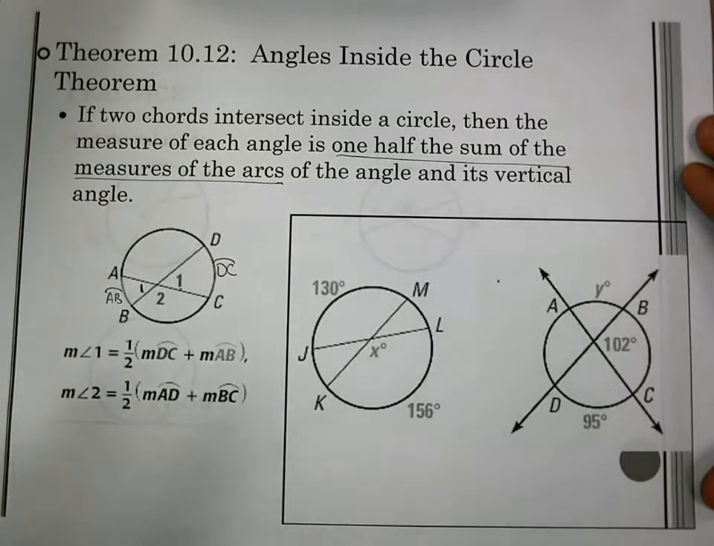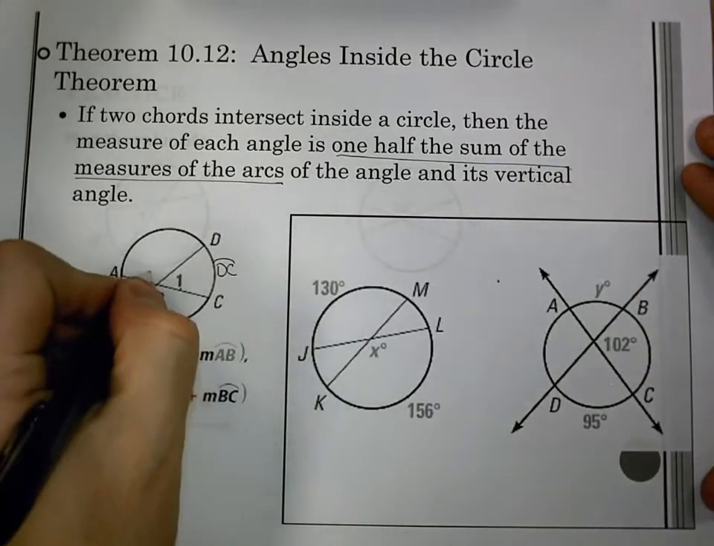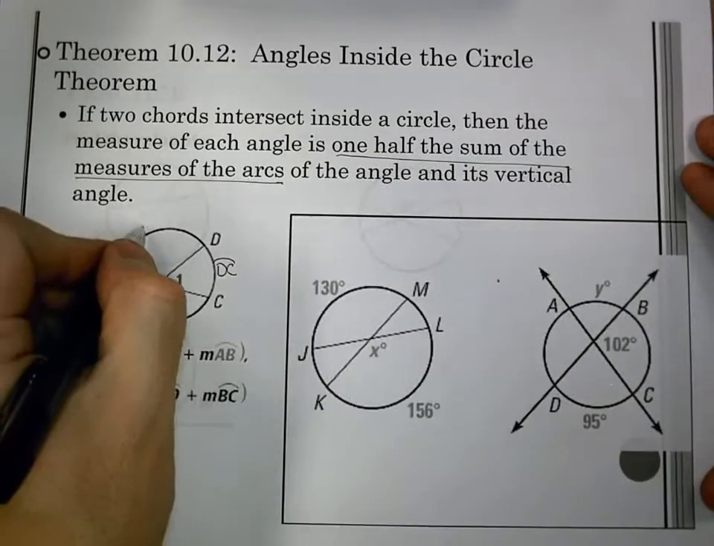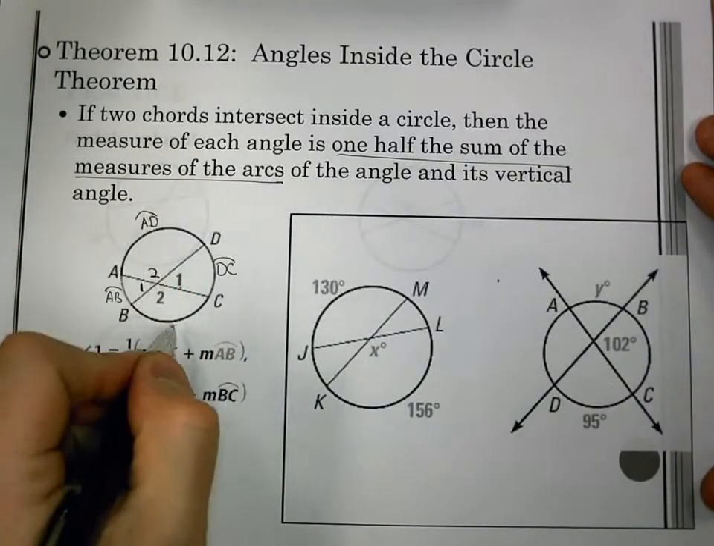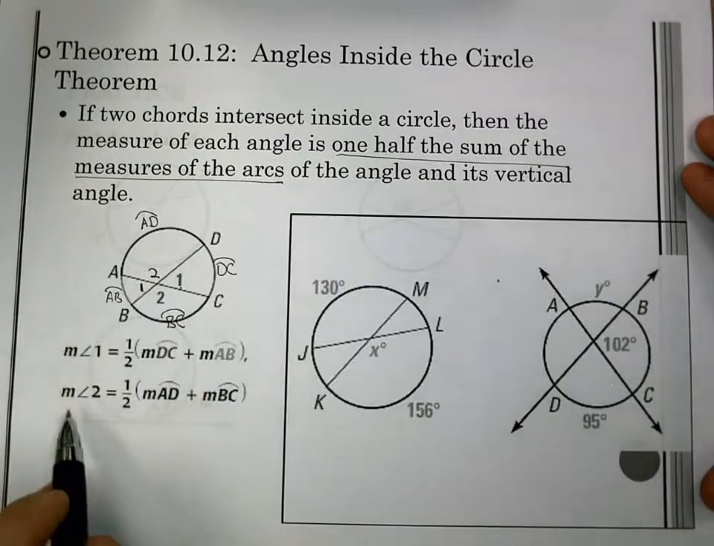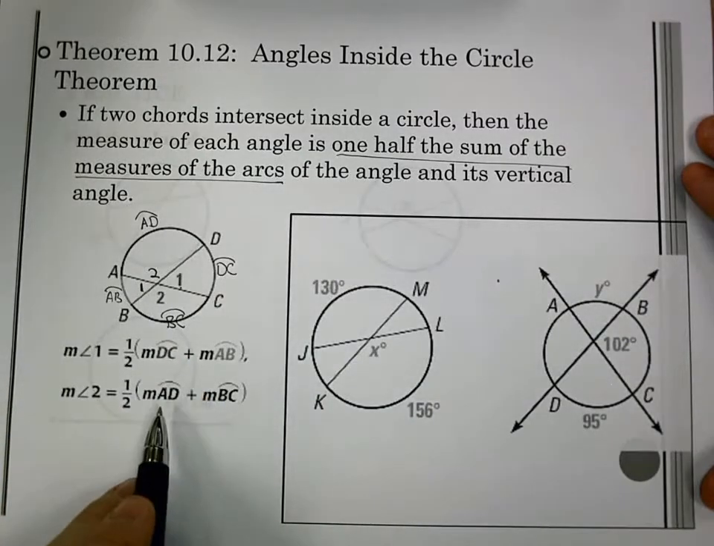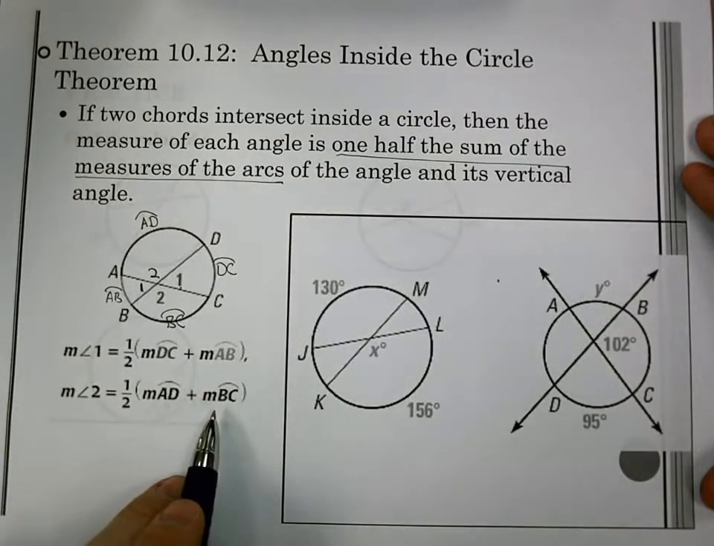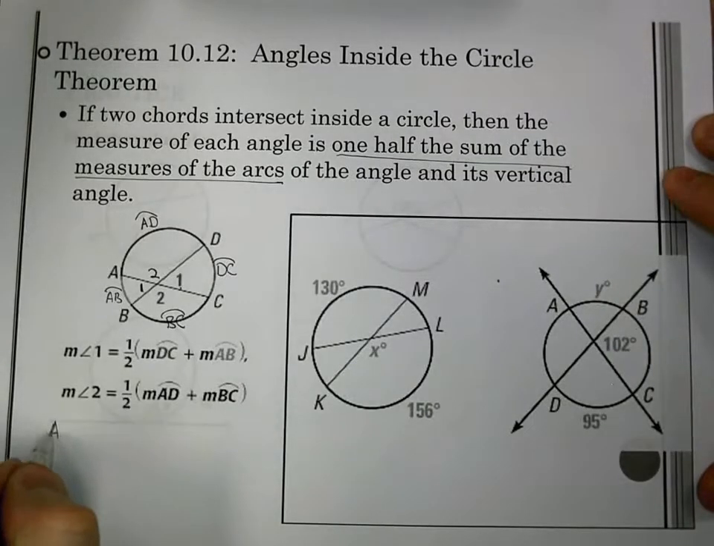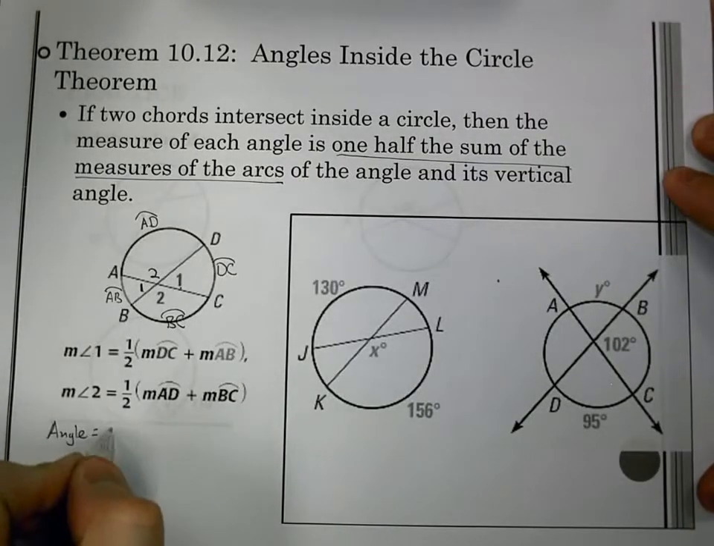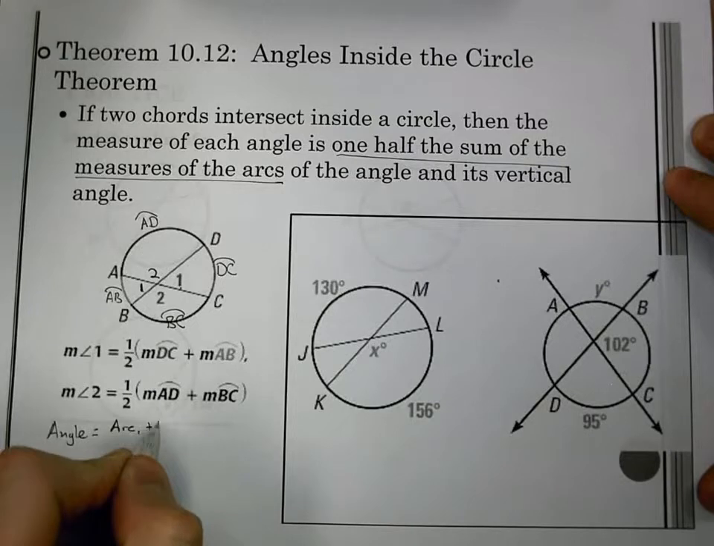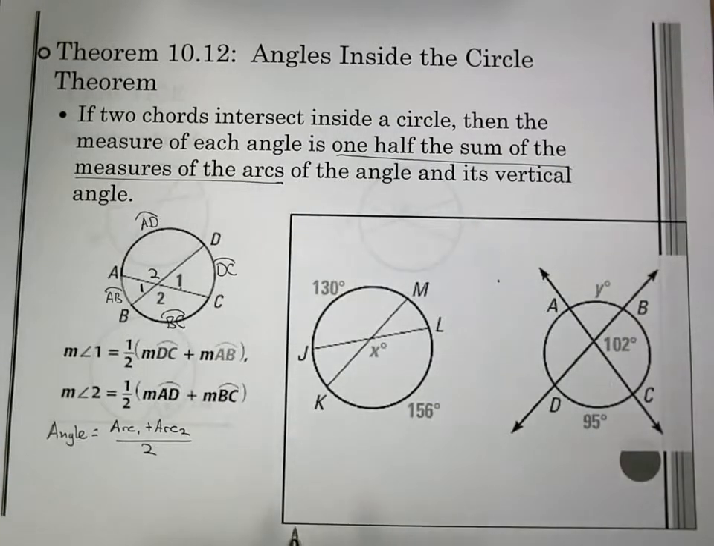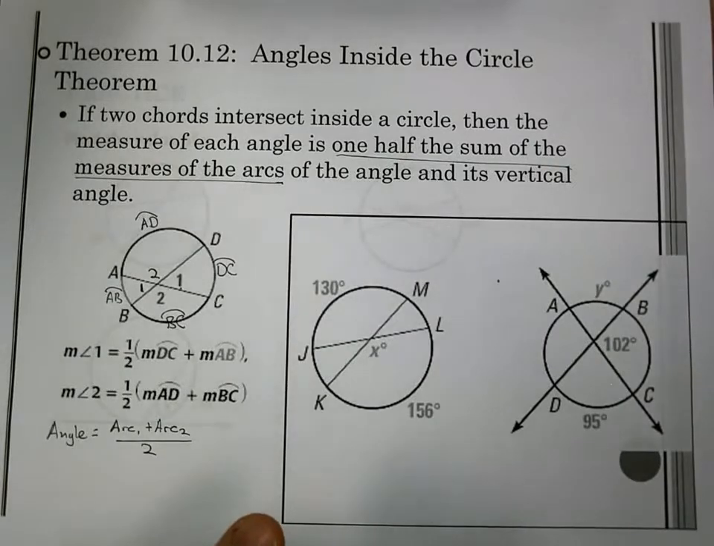If we do the same thing for angle 2 and its vertical angle, we have arc AD and arc BC. Angle 2 is 1/2 times AD plus BC. So here we can even see that the angle is equal to arc 1 plus arc 2 divided by 2. Really this is the average of the two, but it's also the number in the middle because we're looking at the two numbers.